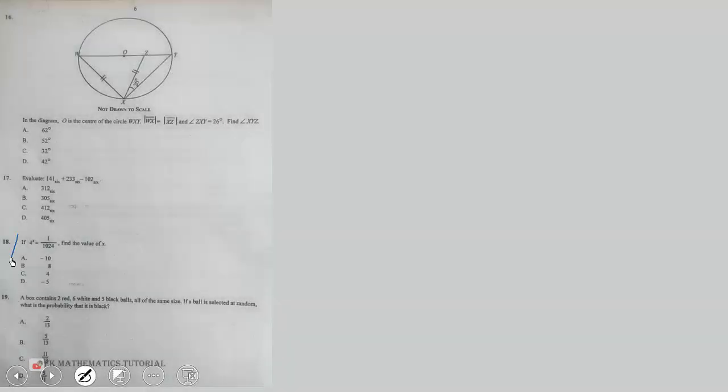We have number 18 here. 4 exponent x is equal to 1 over 4 exponent 5. So 4 exponent x will be equal to 4 exponent negative 5. So x will be equal to negative 5 by equating the exponent.